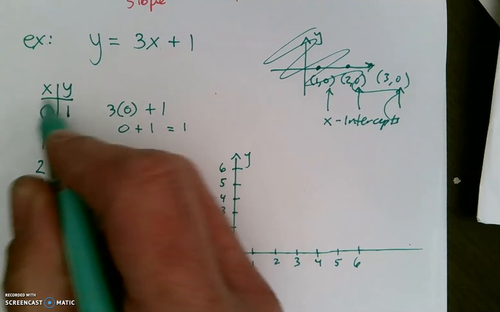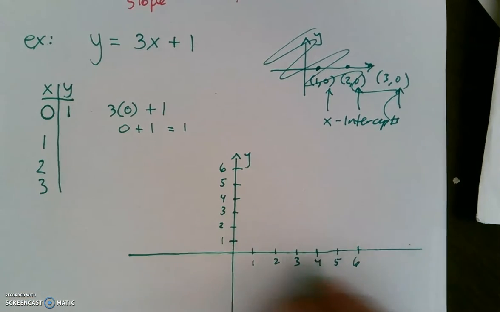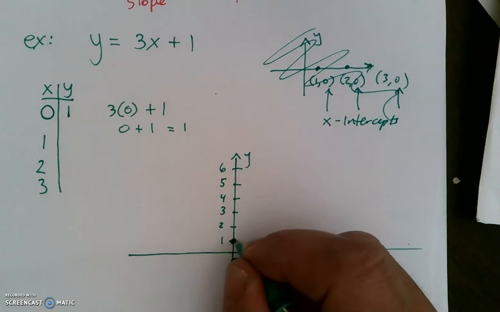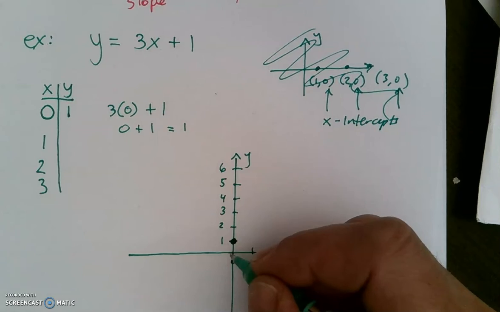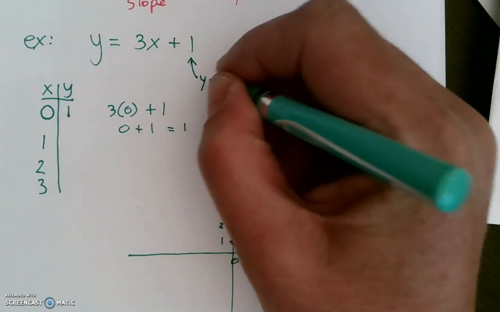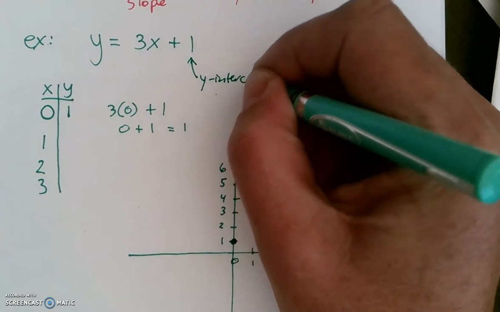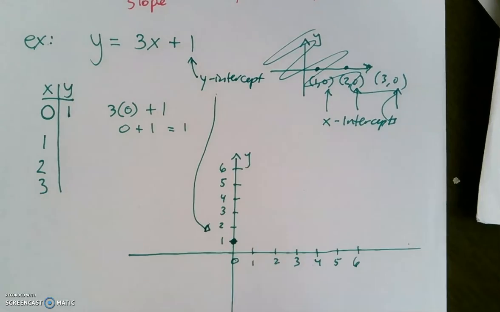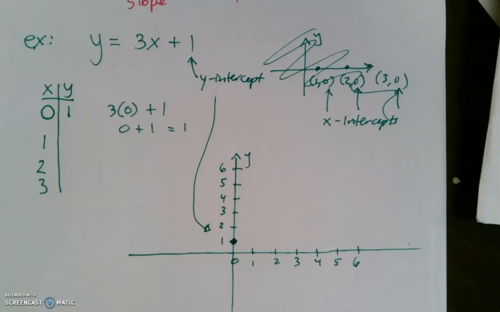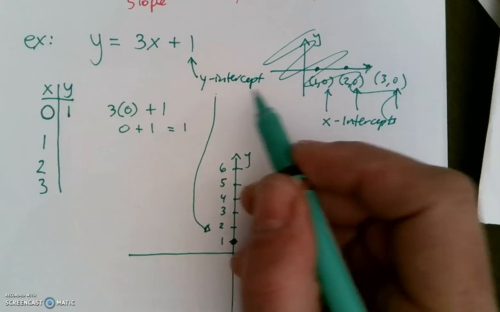Let's go back. Our first point, 0, 1. That's 0 in the x direction, 1 in the y direction. So it's a point on the y-axis. So that is why we call it our y-intercept. It's the point on the y-axis. It's where it crosses the y.